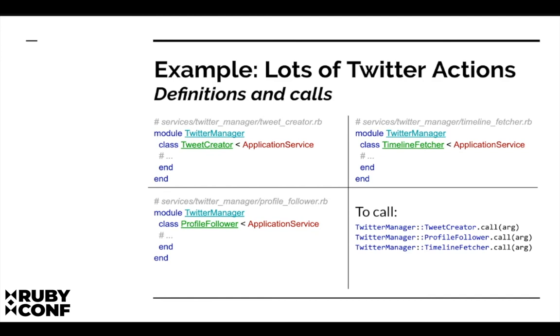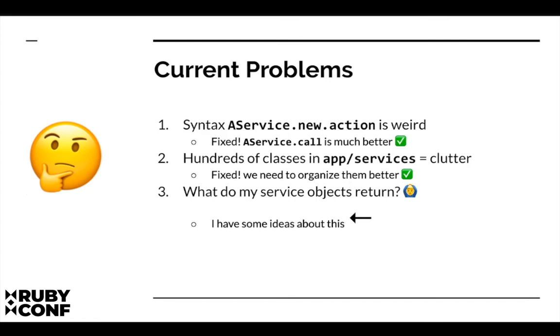That addresses the problem we had of hundreds of classes in app/services leading to clutter, and then we can organize them better. But that leaves us with one last question: what do you return in your service object? And I have some ideas about this.